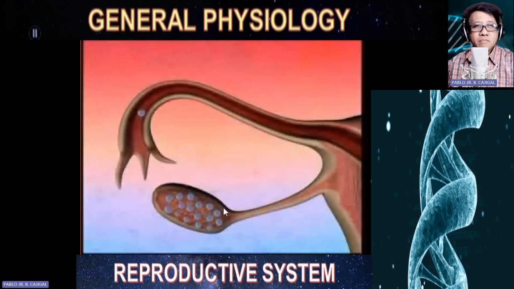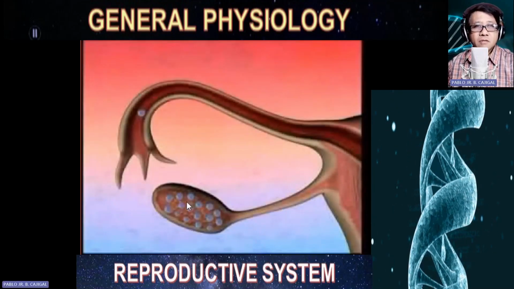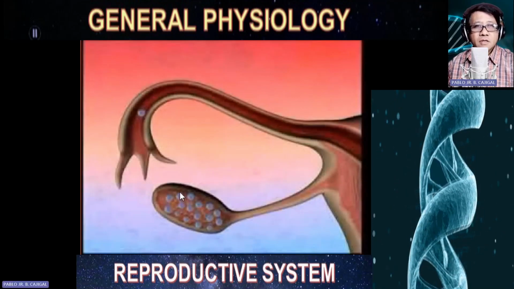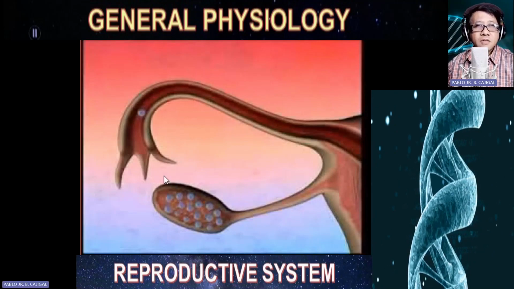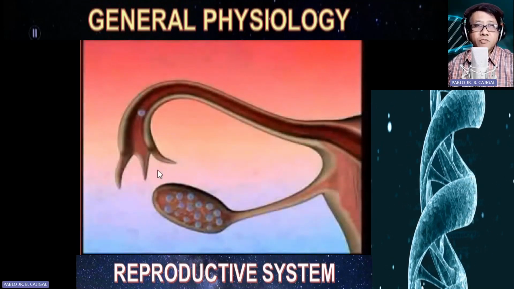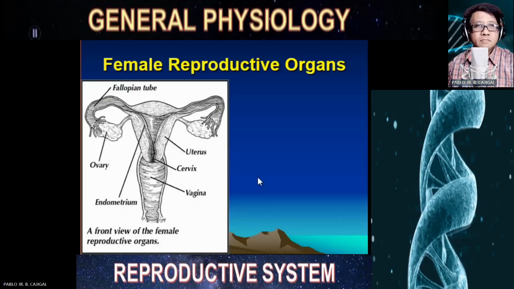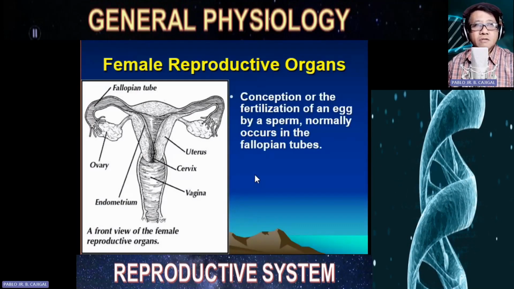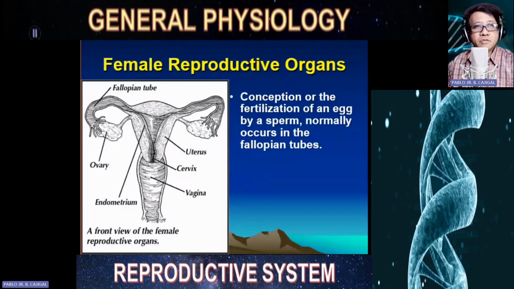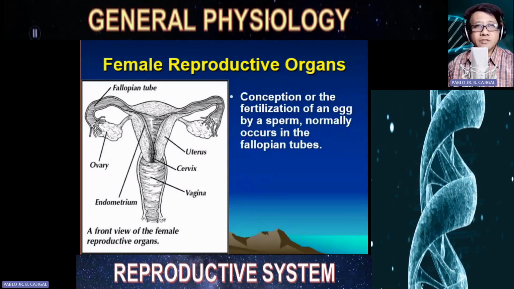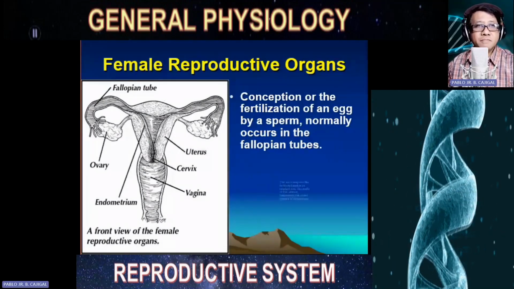Okay, so ito yung may mga bilog-bilog na yan. Ito yung mga ova. Okay, then yung mature ova or ovum is released. Ang tawag dyan ay ovulation. Pupunta niyan sa fallopian tube. Alright? Yan, conception or the fertilization of an egg by the sperm normally occurs in the fallopian tube. Yan, kasasabi ko lang kanina.